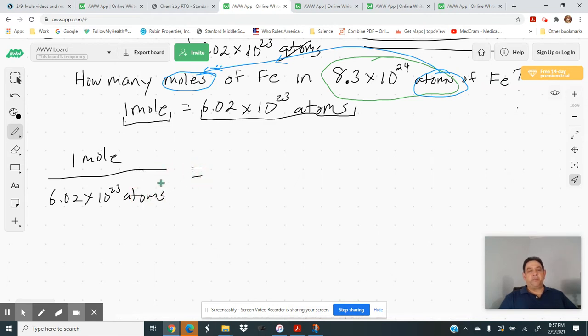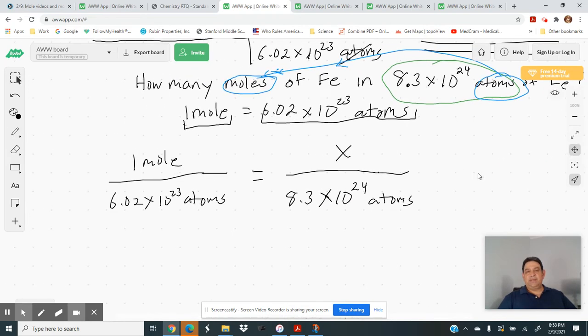So you make a proportion by putting a fraction on the left and a fraction on the right. And on the right, what you do is write down what you're given, the 8.3 times 10 to the 24th atoms. So if 1 mole has 6.02 times 10 to the 23rd atoms, x, how many moles, has 8.3 times 10 to the 24th atoms.